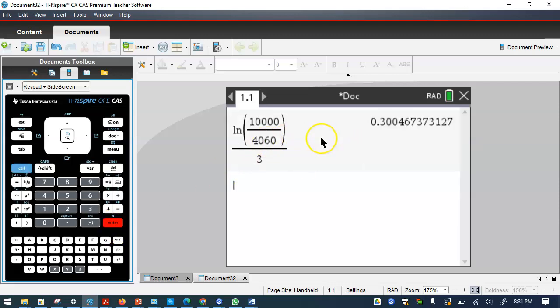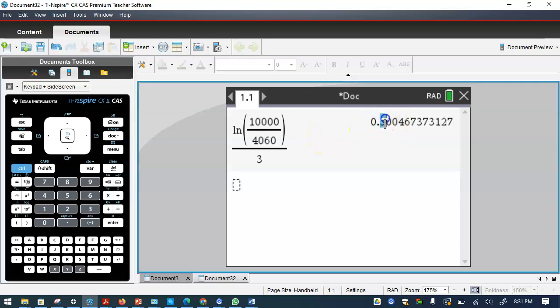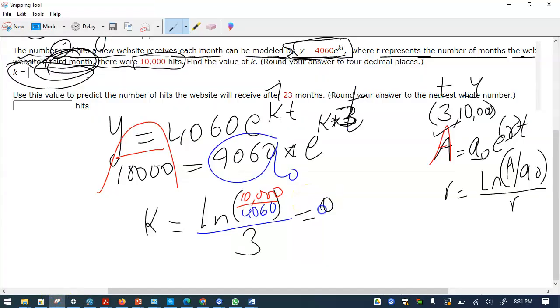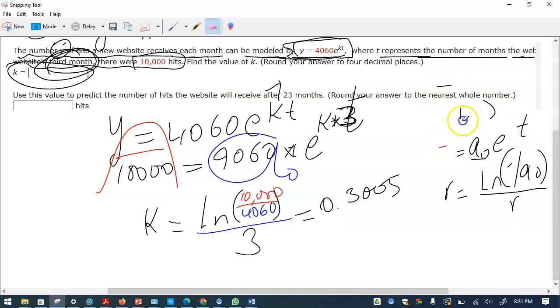Now they asked us to round the k to the nearest 4-place decimal. Now this is point. So you have to be very careful. This is the second place, the third place, and the fourth place. Now after the fourth, there is a 6. So because of that 6, that 4 can be increased by 1. So you get 0.3005.